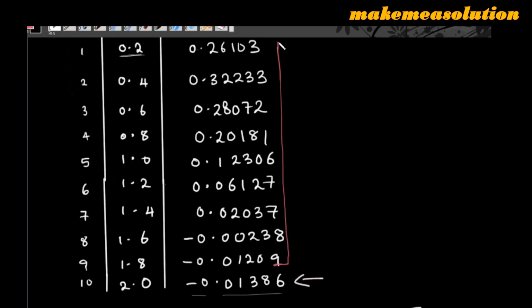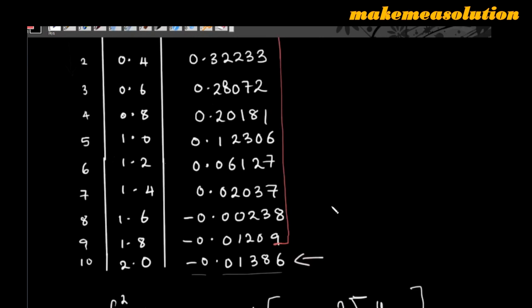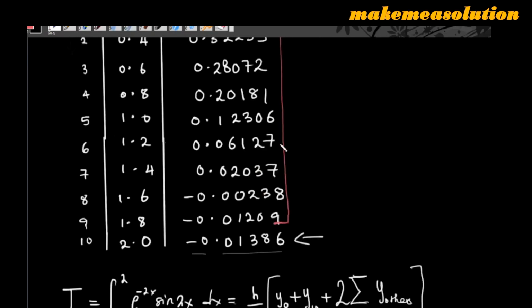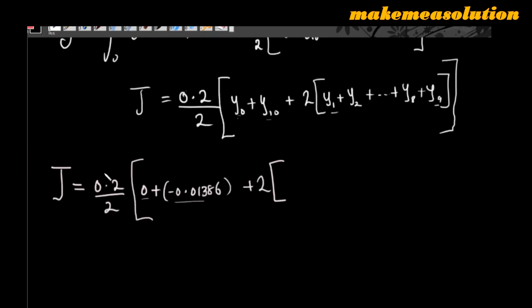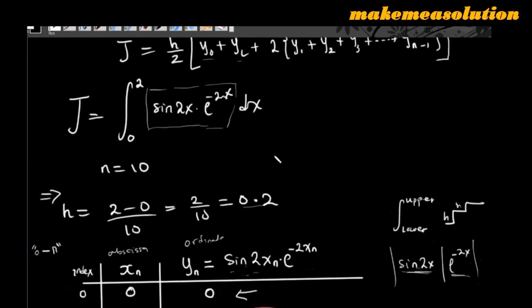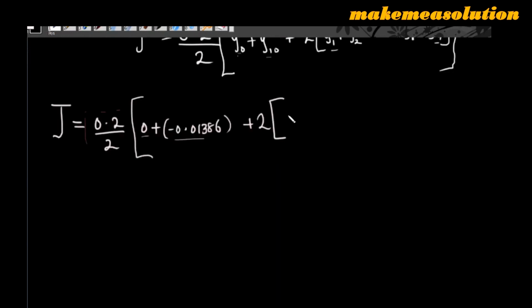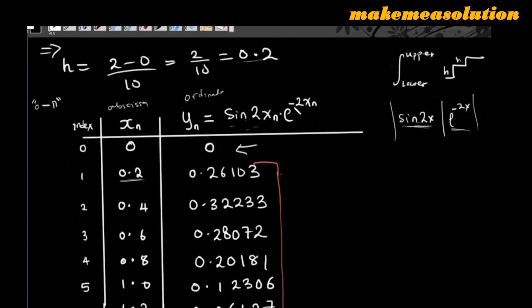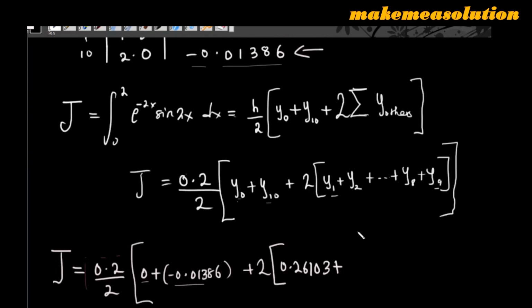So that is the trapezoidal rule for you. After you finish evaluating all your ordinates, you add the first value and the last value, and you add all the values in between them and multiply them by 2. Then you multiply everything by h over 2 in the bracket. So let's see how that will go. For the first value in the bracket, we have 0.26103 plus the second value in the bracket, which is 0.32233.